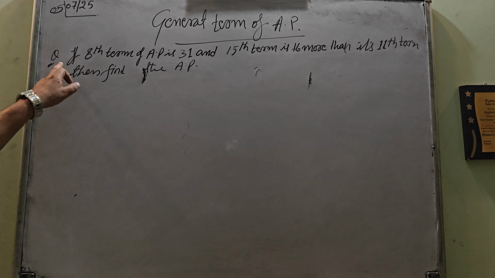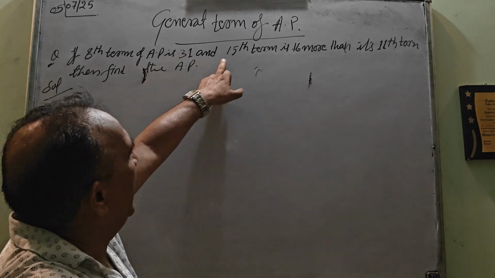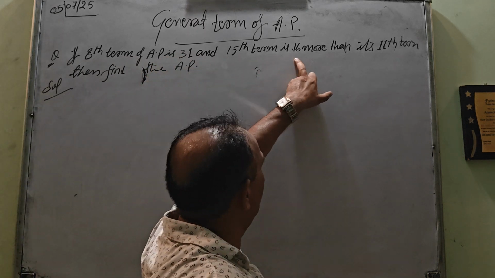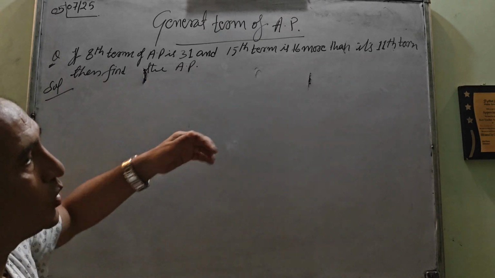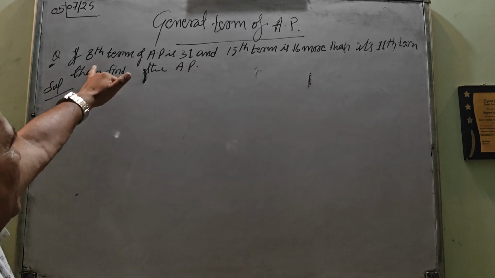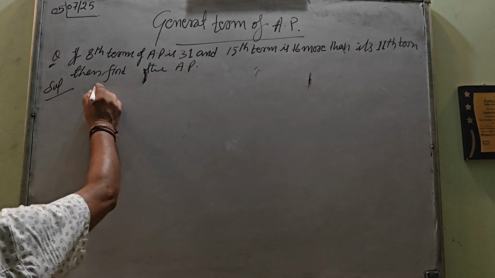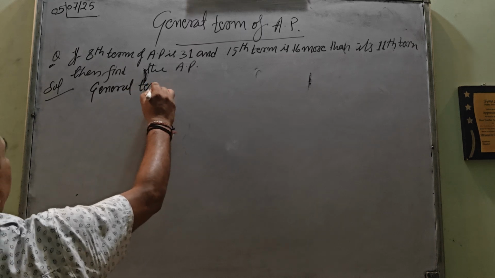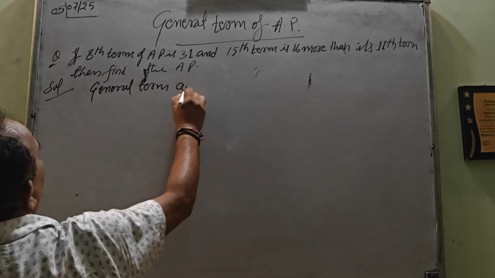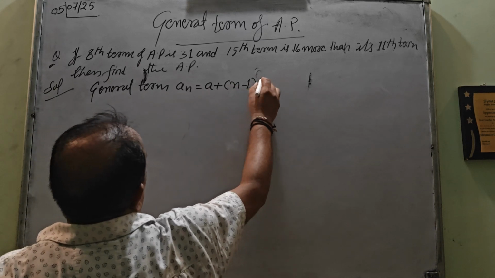So student, here we have a question. If 8th term of AP is 31 and 15th term is 16 more than its 11th term, find the AP. Here two conditions are given to us. First, the 8th term, as we know the general term, that is an is equal to a plus n minus 1 into d.